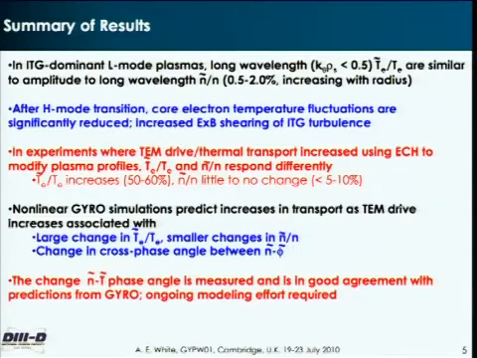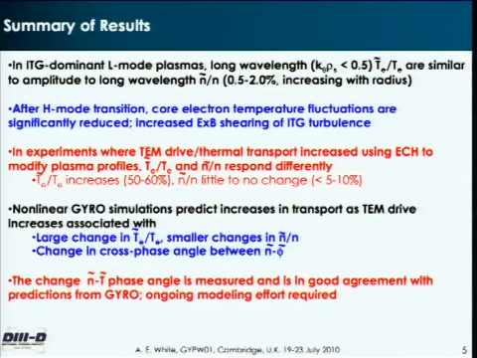Before I get into the details of the correlation ECE diagnostic and showing you some of the experimental results, I wanted to put up a quick summary of what's coming in the talk. We find that in ITG-dominant L-mode plasmas, the long wavelength electron temperature fluctuations that we measure are very similar in amplitude and spectrum to long wavelength density fluctuations. These fluctuation amplitudes range from about 0.5% to 2%, increasing with radius. We also find that after the H-mode transition, in the core plasma, not just the edge, electron temperature fluctuations are significantly reduced. This is attributed to an increased E cross B shearing of ITG turbulence after the transition.